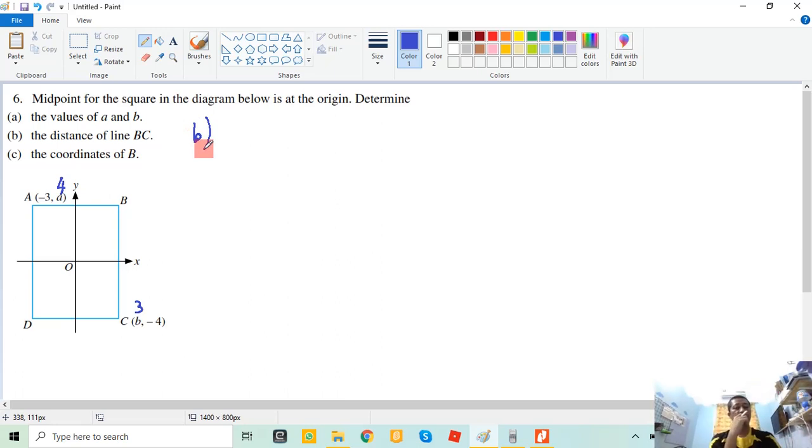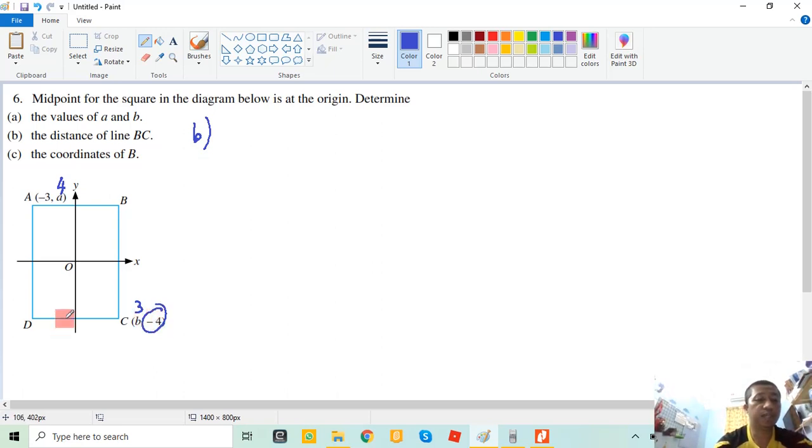Okay, the distance of line BC. Distance of line BC. But how you want to find the distance if you don't know the coordinate of P? Okay, there are a few ways to do. There are a few ways to do. Actually, we can simply count like this. We can simply count like this.